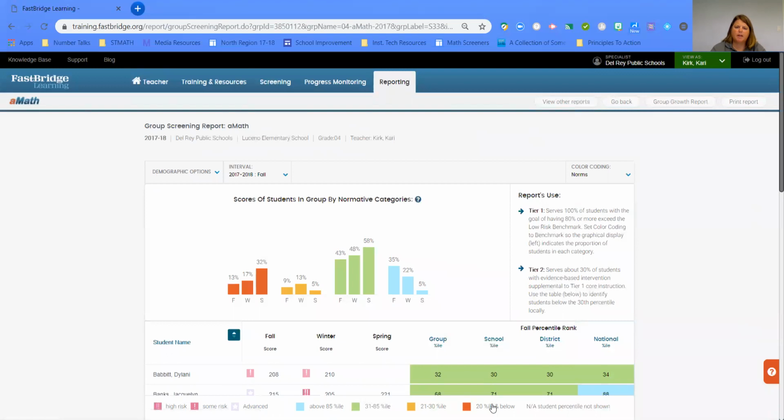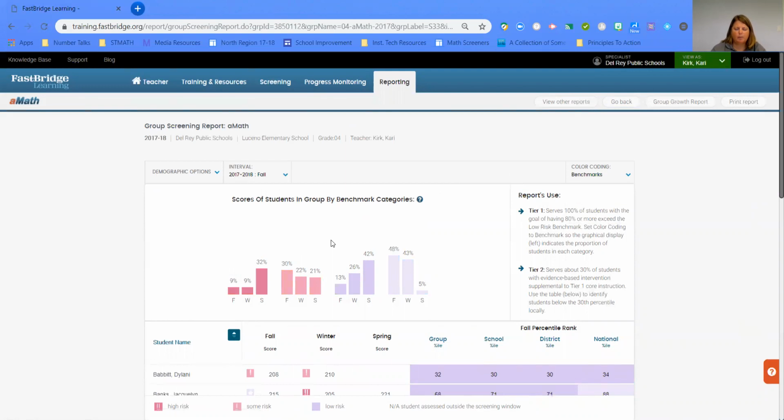When the first screen comes up, this is the norm view, and we can tell so by where it says normative categories, as well as the color of the bars. When we see the different reds, yellows, greens, and blues, we know that we're in norms. If we go over to where it says color coding, and then go down to benchmarks, it'll turn into the pinks and the purples, plus it says benchmark categories at the top, which means that we are at the correct screen.